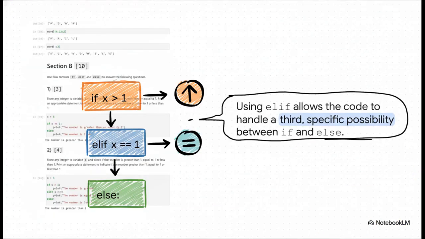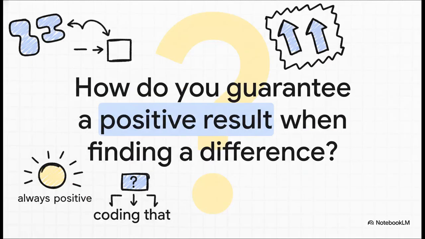But now let's look at the second problem. This one needs a bit more nuance. First, we check if x is greater than 1. If that's not true, we then use elif x equals 1 to check for that one specific case. And only if both of those first two checks fail does the else block finally run. This whole structure is what lets us handle 3 totally different outcomes. Easy.